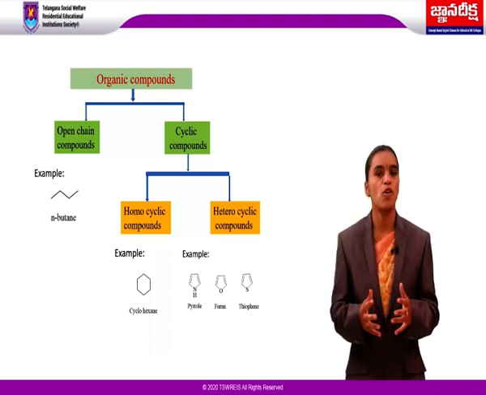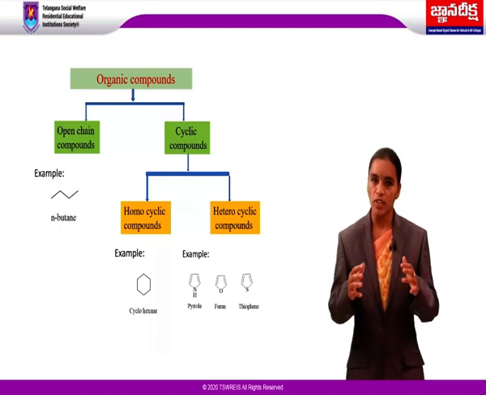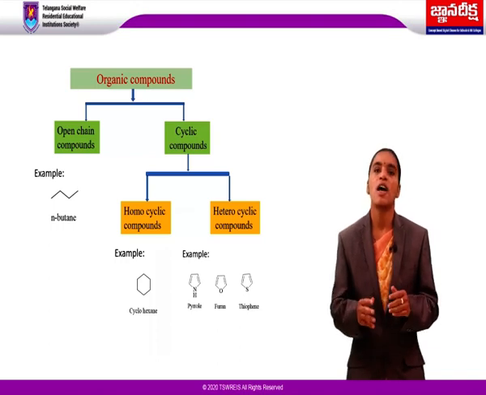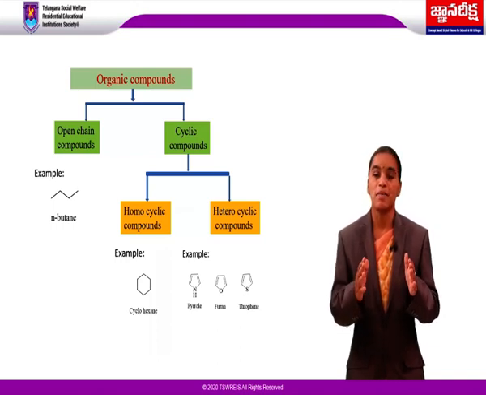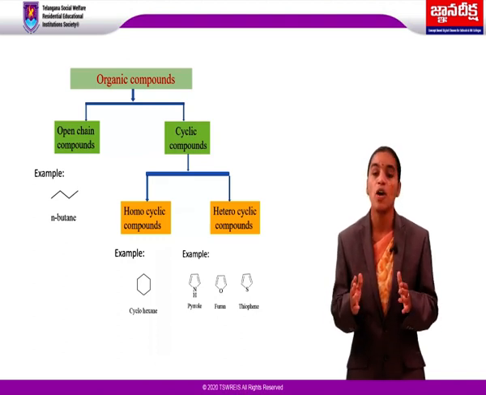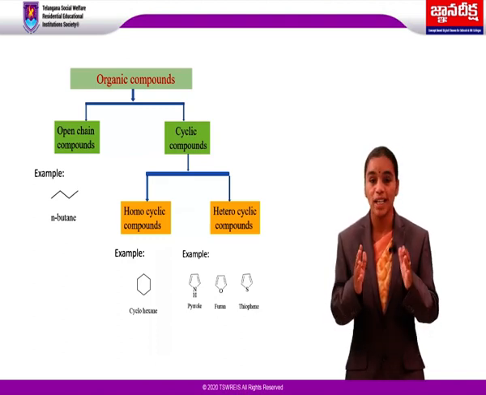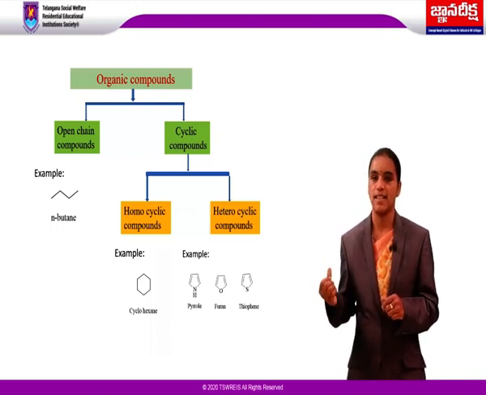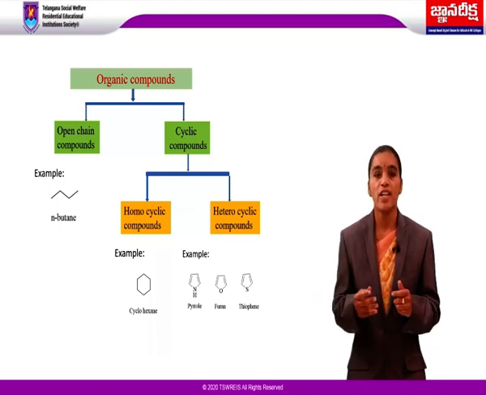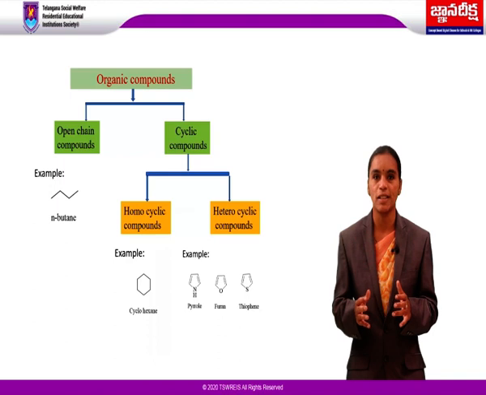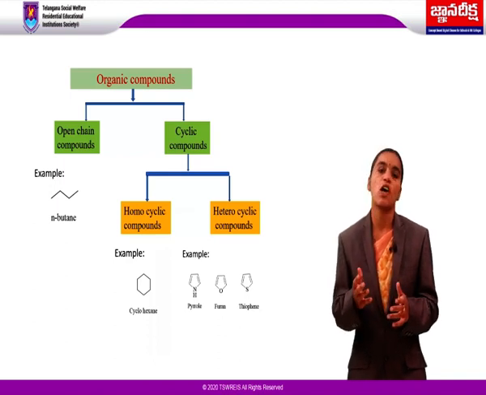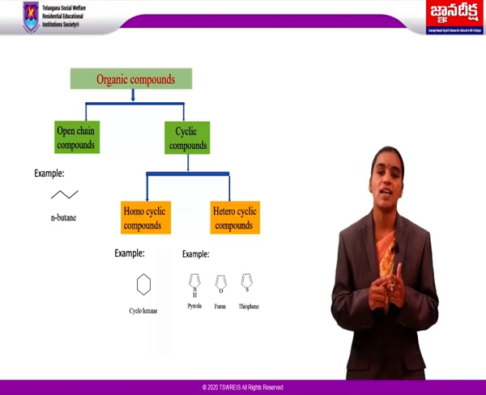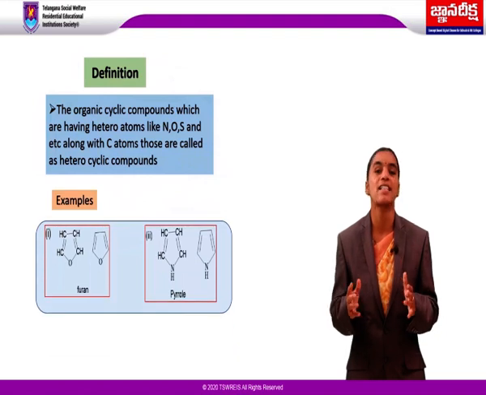So, let's see what homocyclic compounds are. Here, homo is nothing but same. Homocyclic compounds contain only carbon atoms, meaning the same type of atoms. So, the cyclic compounds which have only carbon atoms are called homocyclic compounds. Examples: cyclohexane, cyclopentane, etc. Next, heterocyclic compounds. Here, hetero is nothing but different, meaning atoms other than carbon may be present in heterocyclic compounds. Generally, nitrogen, oxygen, sulfur, etc. are called heteroatoms.